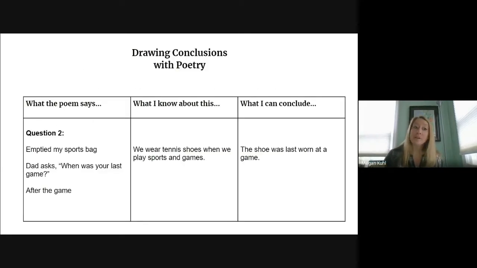So when I went back through the poem, I saw that the poem says, in line 1, emptied my sports bag. It also says in stanza 3, Dad asked, when was your last game? And then it also says, after the game. So I know we wear tennis shoes when we play sports and games. So I can conclude that the shoe was most likely last worn at a game. Great job.